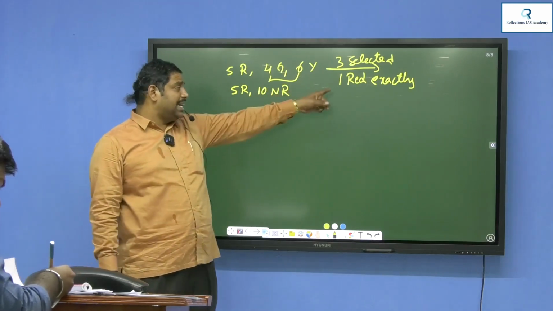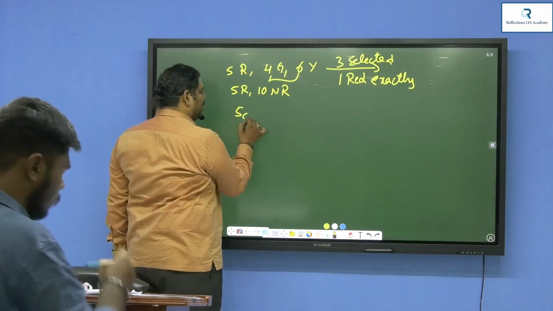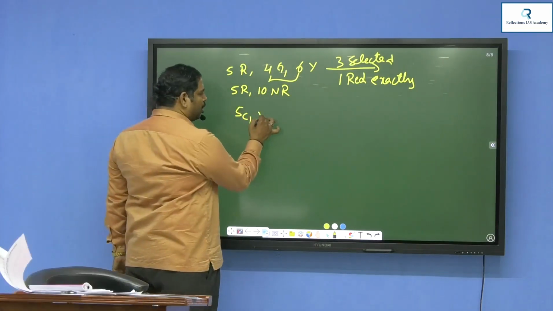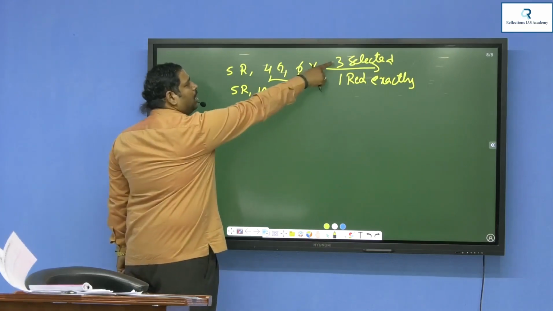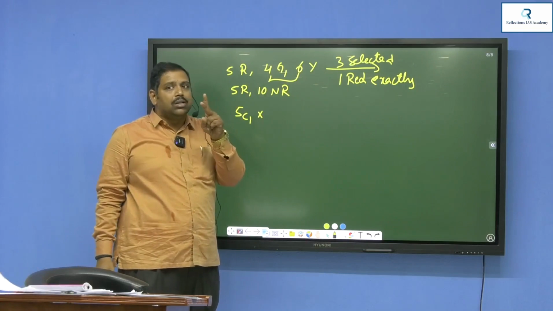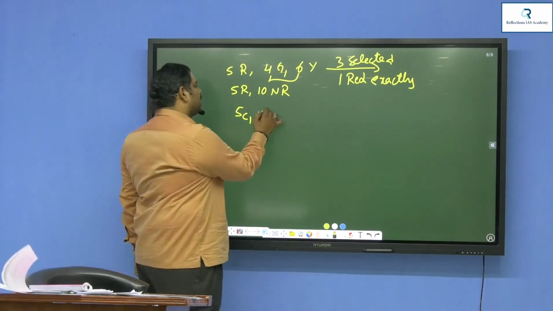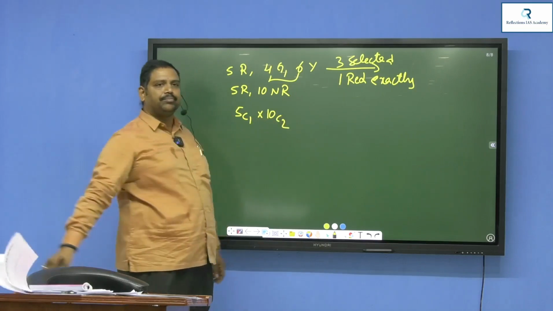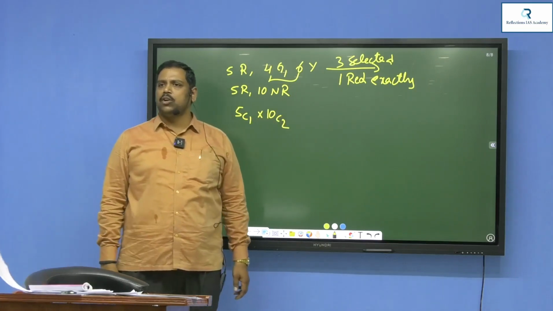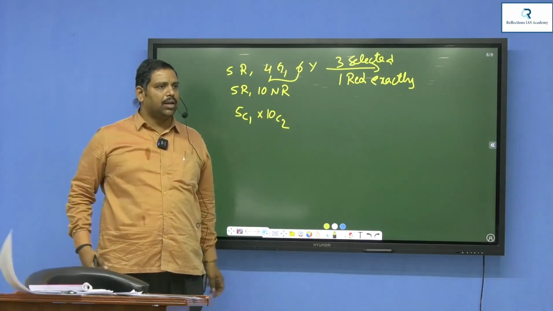The condition is that you should get exactly 1 red. 1 red means from the 5 you have to select 1, that can be done in 5C1. The work is not completed here. In total, how many do you have to select? 3. 1 is red, so the remaining 2 are non-red. How many non-red are there? 10. From that you have to select 2, that can be done in 10C2 ways. Is it clear for you? Say it loudly. Clear? Good.